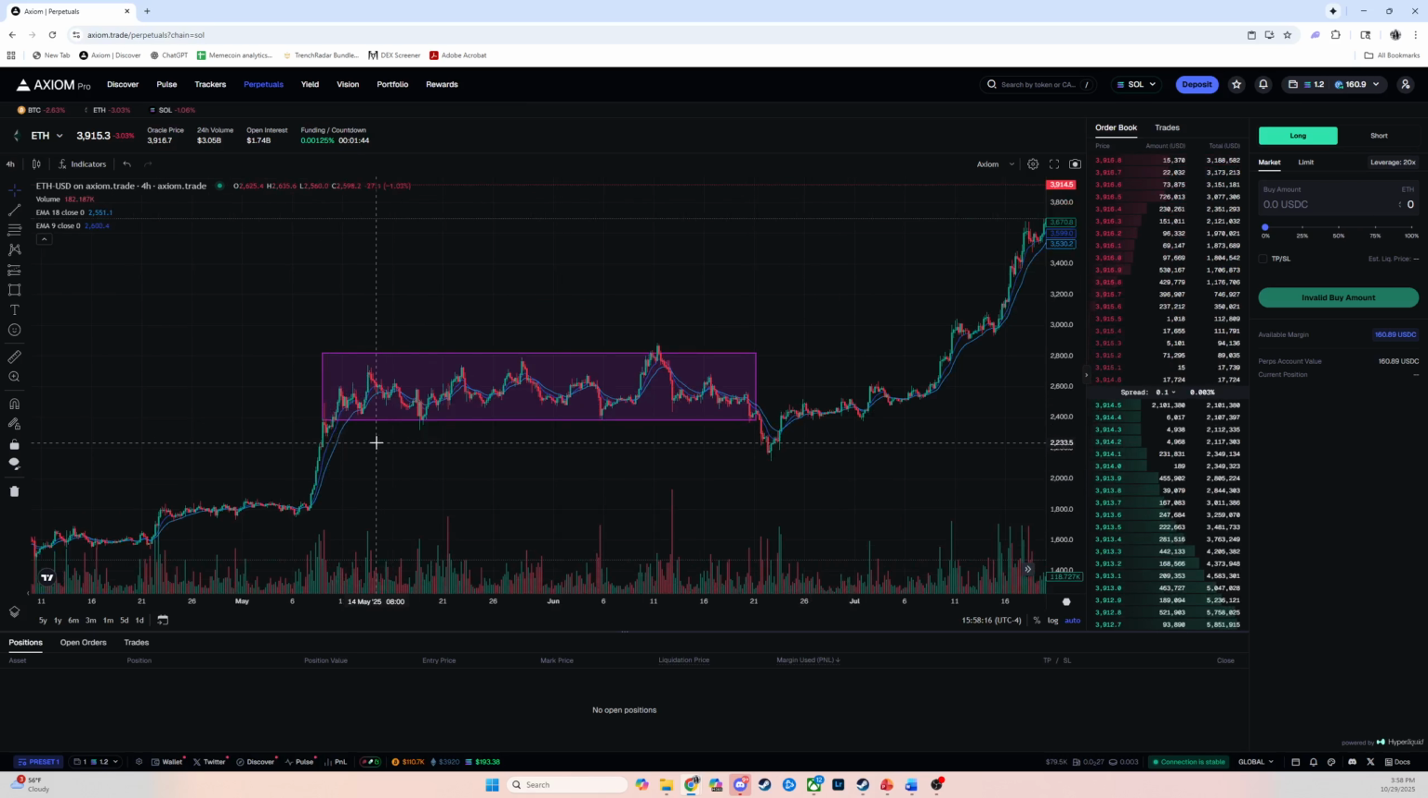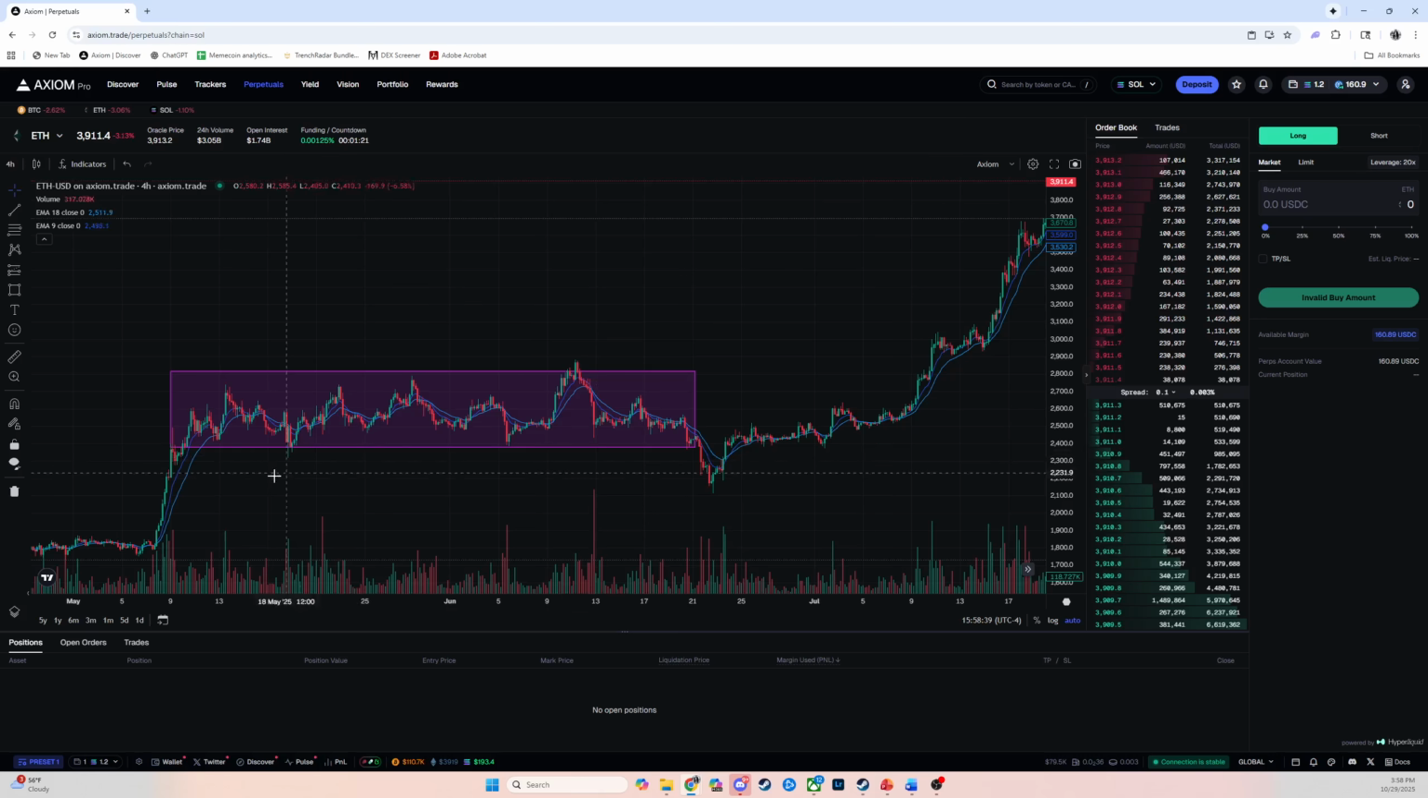And you see that this was a support area, this was a support area. There's a lot of resistance at these areas. There's a little fake breakout here, and there's another breakout here slightly above this level.